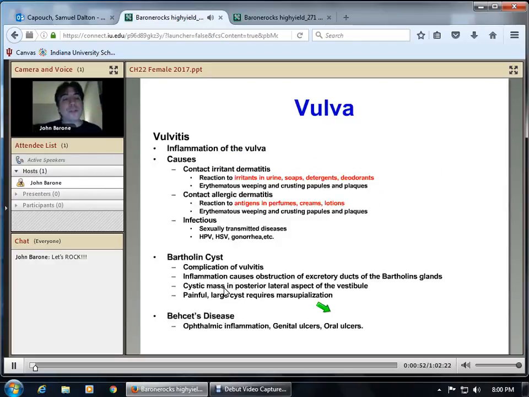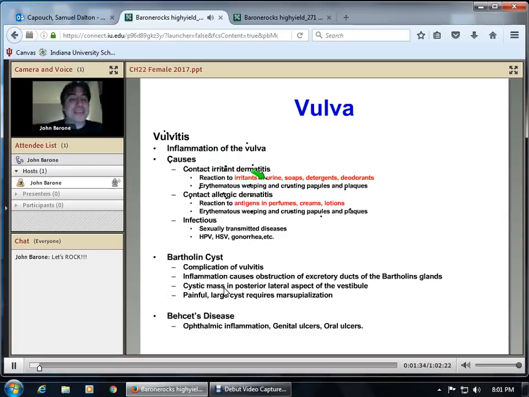So let's start with the outside, which is called the vulva. Start there first. Now let's start with vulvitis, inflammation of the vulva. Makes sense? Inflammation of the vulva. Now what causes it? Well, a classic cause is irritation. So it's contact irritation, dermatitis, or contact with an allergen. So inflamed, red, oozing tissue, that's a dermatitis due to contact with an irritant or an allergen. Now notice both of them are erythematous, red, weeping, crusting, papules and plaques. So they look identical. These are all like crusting, red, oozing lesions.